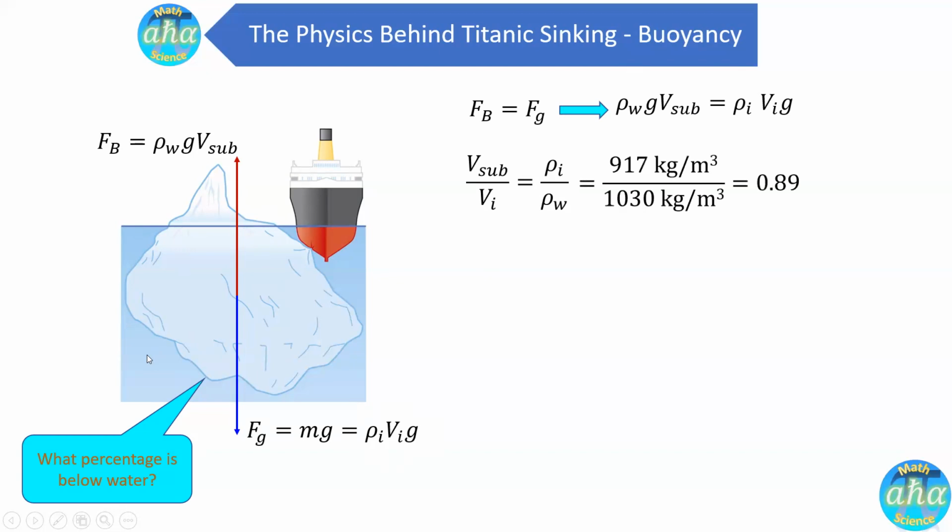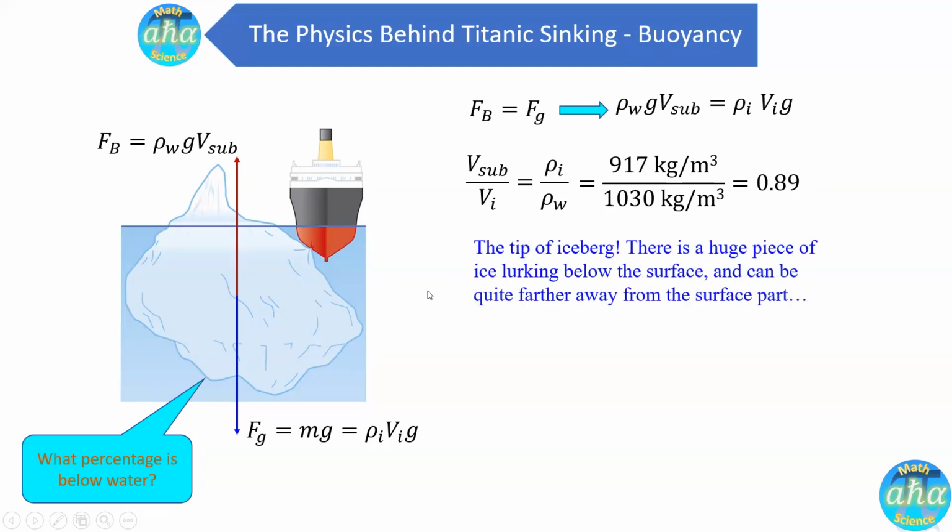Now ice usually has a smaller density than water, about 917 kilograms per meter cubed. The density of seawater is slightly more than the density of fresh water, about 1,030 kilograms per meter cubed. Doing the math, we find this ratio is about 0.89. In other words, 89% of the iceberg is actually below the water, submerged in water.